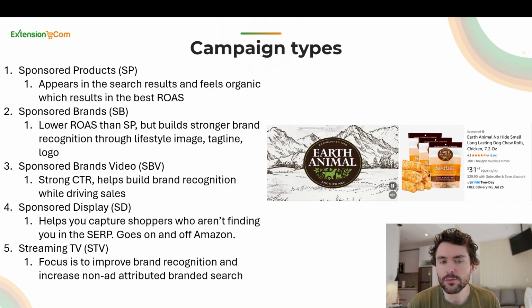This is great once more for building brand recognition. People are going to remember Earth Animal if they're seeing their sponsored brands, then seeing their sponsored brands video, and they're constantly receiving these ads from them as they're in the dog treat space. However, they're not likely going to remember them if they're only seeing sponsored products.